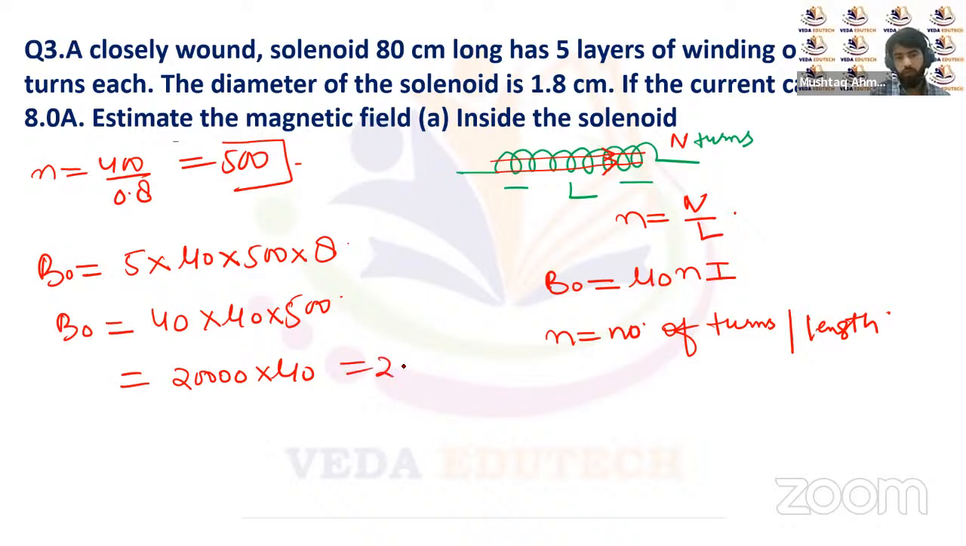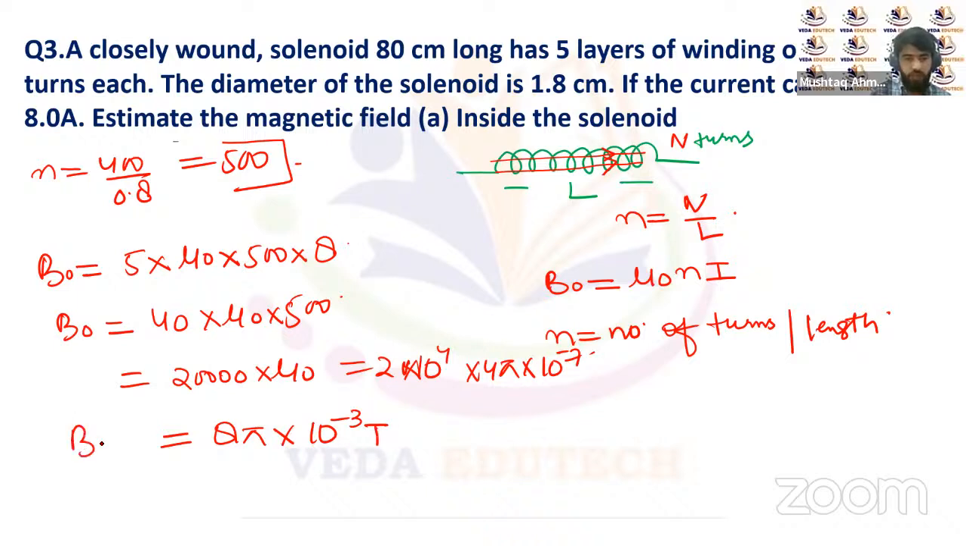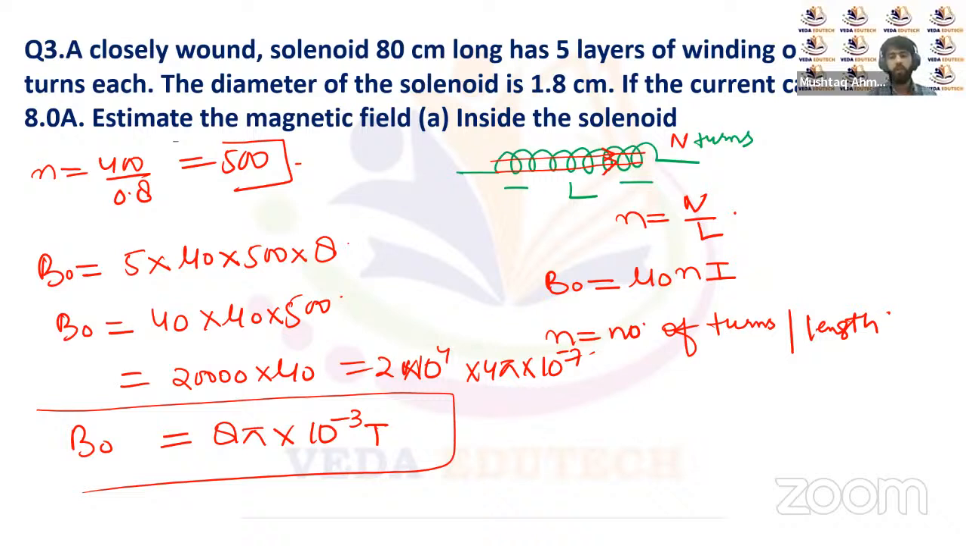Now the value of mu naught you can write here as 2 into 10 to the power 4, multiplied by 4 pi into 10 to the power minus 7. That's the value of mu naught. So we'll have 8 pi into 10 to the power minus 3 Tesla. This will be the magnitude of the magnetic field along the axis of this solenoid. So 8 pi multiplied by 10 to the power minus 3 Tesla is the magnetic field along the axis of the solenoid.